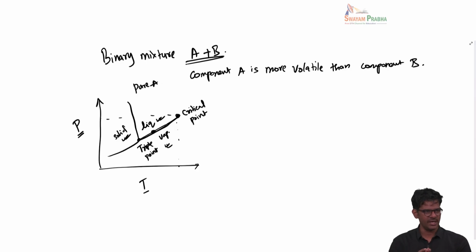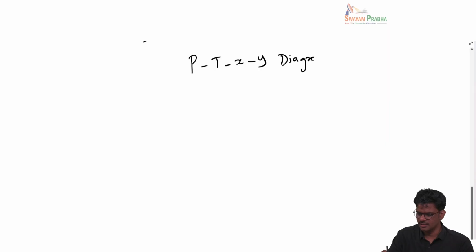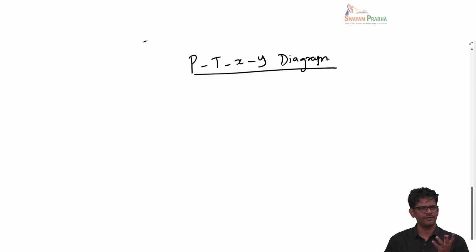But when I look at A and B together and ask under what condition they will be in a single phase like liquid, or a single phase like gas, or when they will be together as a vapor liquid mixture, we will see the PTXY diagram. The PTXY diagram is the VLE data of a binary mixture, a two component system. This is something you must have studied in chemical engineering thermodynamics, so let's briefly go through the details.